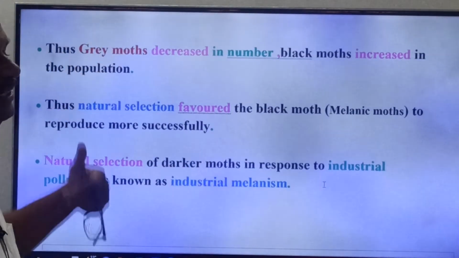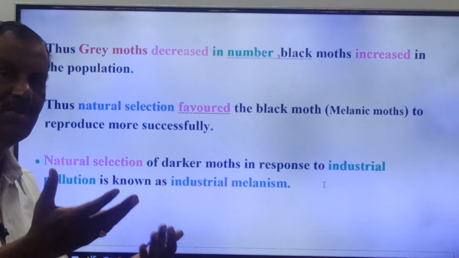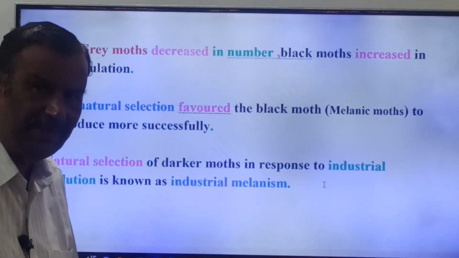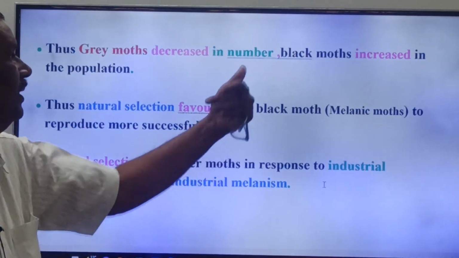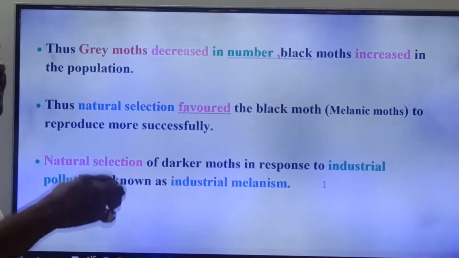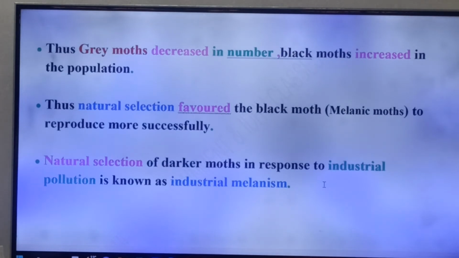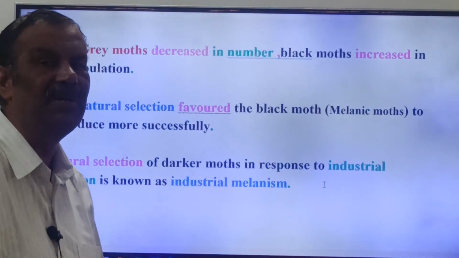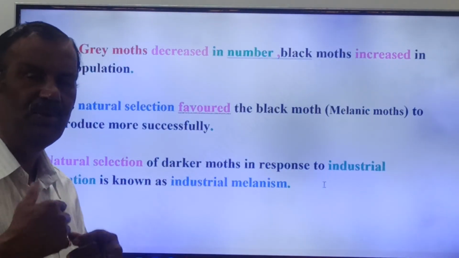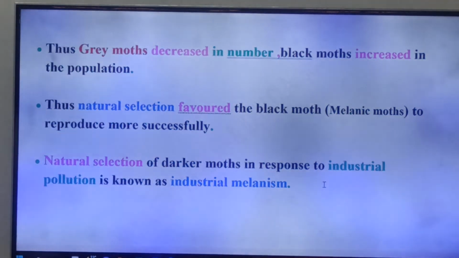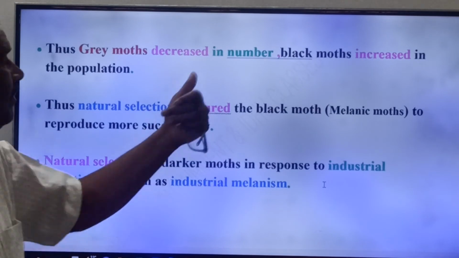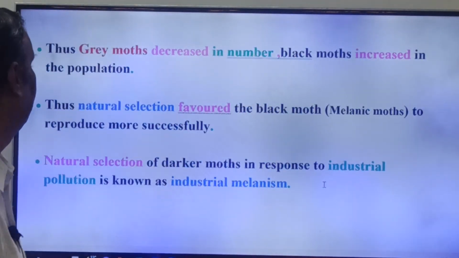Thus, due to that, what happened, friends? When the grey moths were identified and eaten by the predatory birds, the number of grey moths decreased day by day. The number of black moths increased in the population. See friends, the number of grey moths decreased day by day due to what? Due to their grey color, which is clearly visible to the predatory birds. They are eaten by predatory birds. So their number gradually decreased in the population and the number of black moths increased in the population.